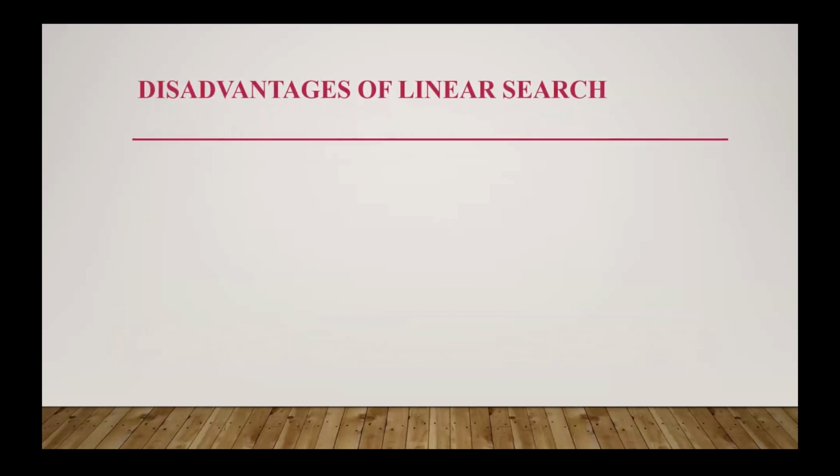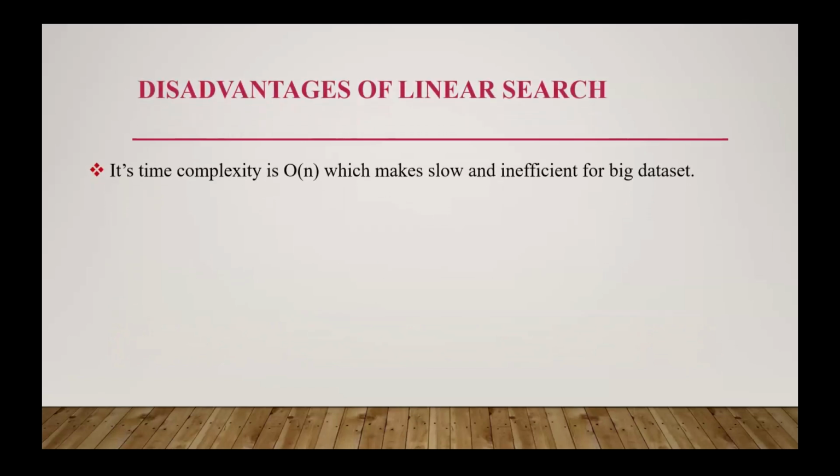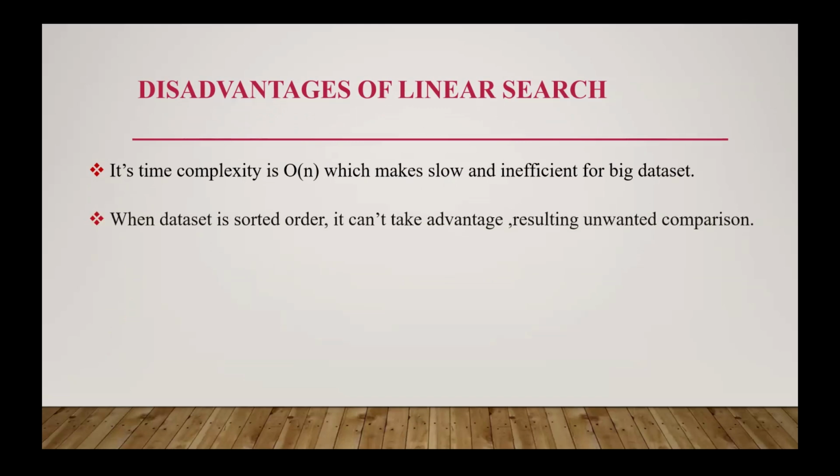Next, what are the disadvantages? Its time complexity is order of n. For that reason it becomes very slow and inefficient for big data sets. Whenever our list of elements is too large, it is not recommended to go for linear search. When our data set is already sorted, linear search cannot take advantage of it. This is the main drawback, because it has to traverse unnecessarily to the end of the list by comparing each and every element.